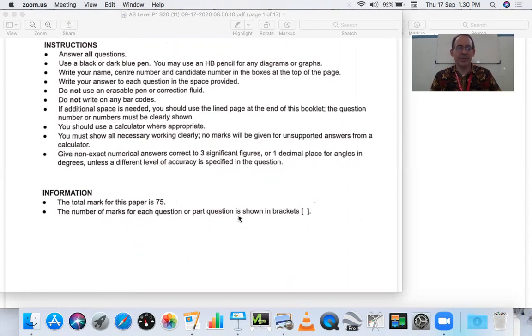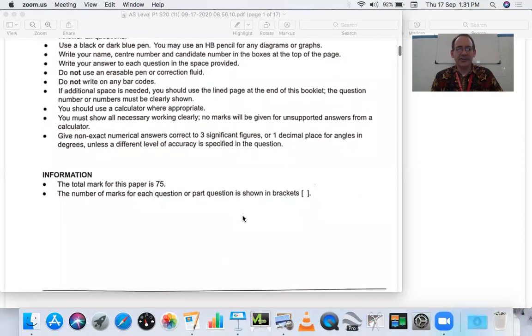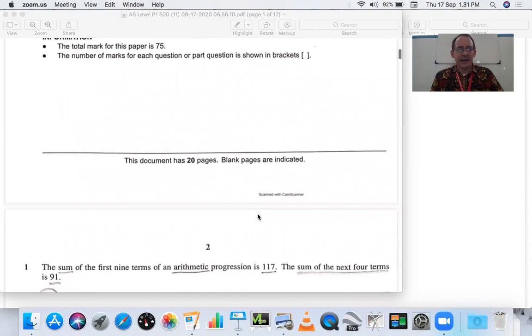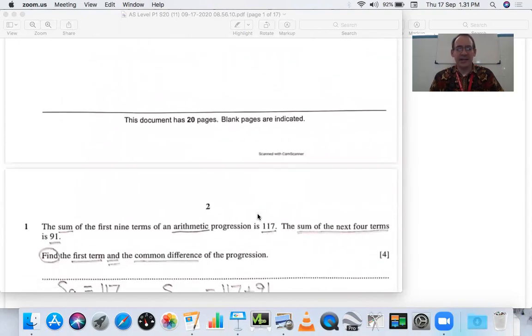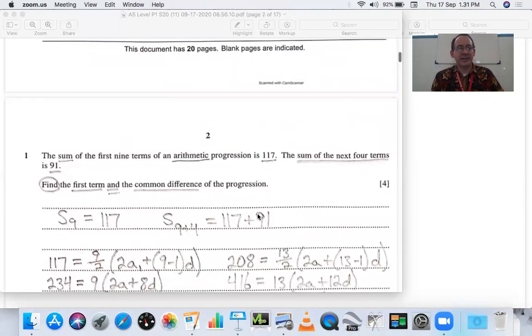There was a little bit of new material added to the syllabus this year, and also a little bit taken away as well. So let's get into the test.